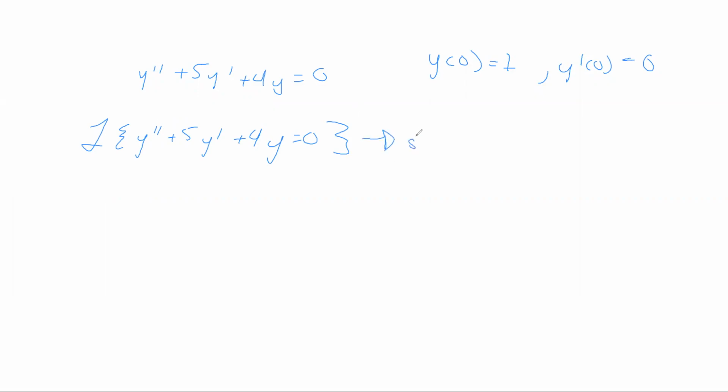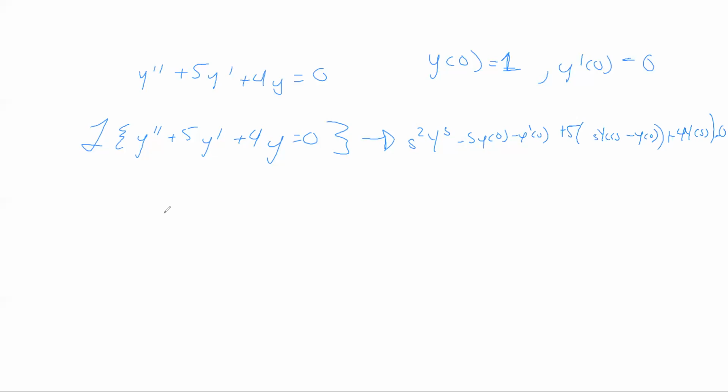So when I do that, I end up with s squared y of s minus s y of 0 minus y prime of 0 plus 5 all multiplied to s y of s minus y of 0 plus 4y of s. And then we're going to plug in these. This is a 1, I swear. Okay. And currently this is still equal to 0 because the Laplace of 0 is still 0. Can't do a change of nothing.